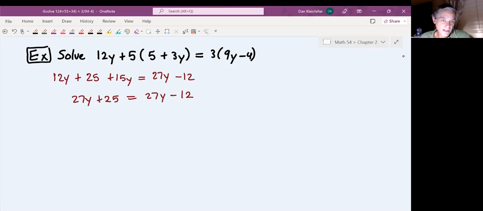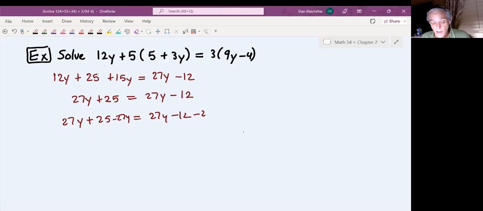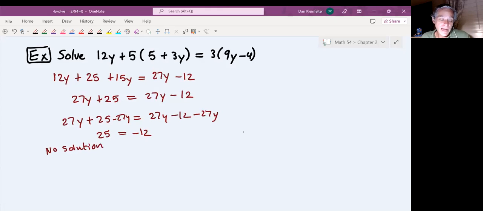Now taking a look at it, you can either recognize that something's wrong, or if you continue, we could subtract the 27y from both sides. I said 27, so I wrote it 25 here. 27y plus 25, 27y minus 12. If we subtract the 27y from both sides, then we're left with 25 on the left side and negative 12 on the right side. And that's false, right? 25 is not the same as negative 12. Since that's always false, it means that there's no solution, and the equation is a contradiction.